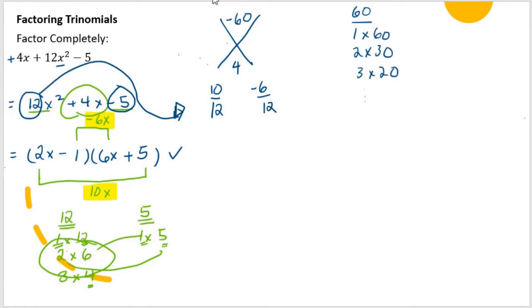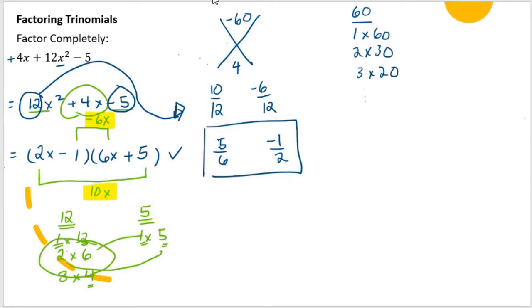Once I have those 2 fractions, I'm going to simplify them. 10 over 12 simplifies, because both are divisible by 2, to 5 over 6. And negative 6 and 12 both divide by 2, so I get negative 1 and 2. Maybe you recognize these numbers now.